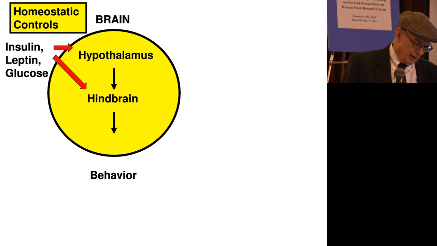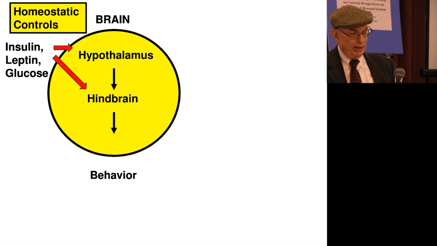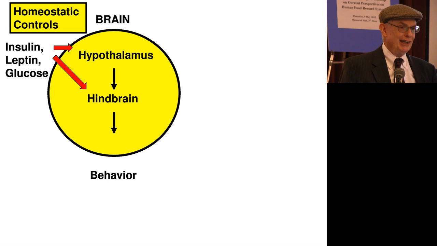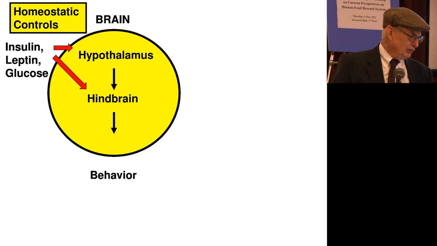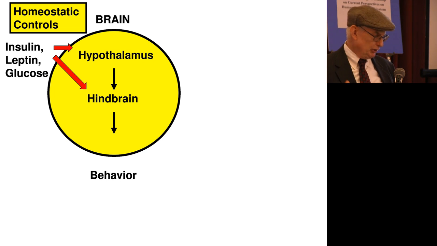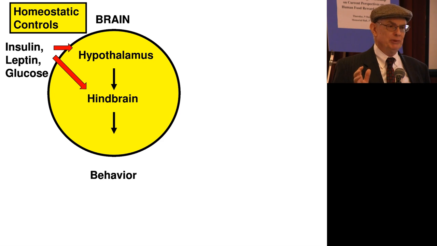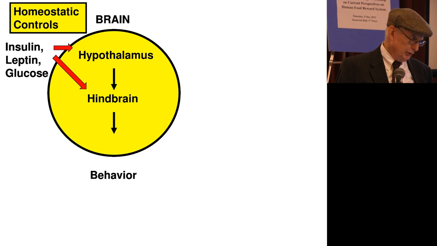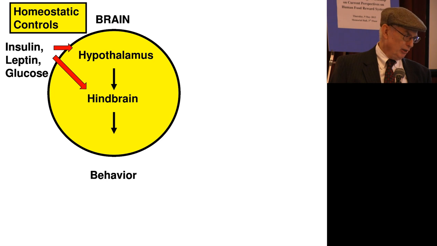So, I am a neuroscientist, but I like simple views of the brain, and ones that even I can understand. So here's how I conceptualize homeostatic controls. You can take a bunch of signals. I put up three that are known to be influential: insulin, leptin, glucose. They interact with parts of the brain, the hypothalamus, the hind brain, things like this, and they influence behavior.